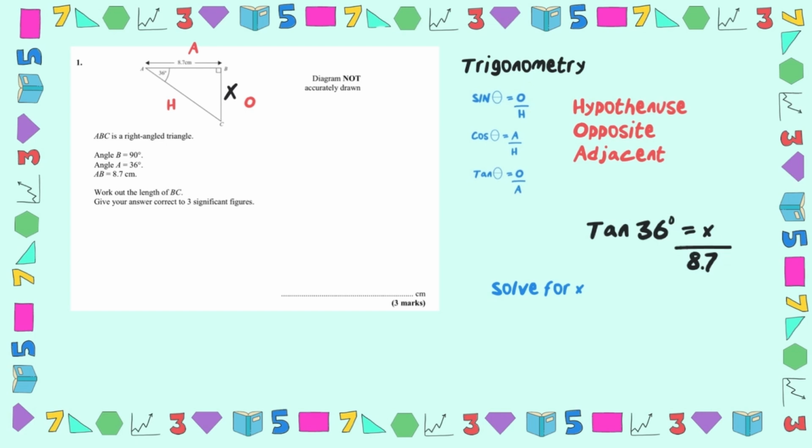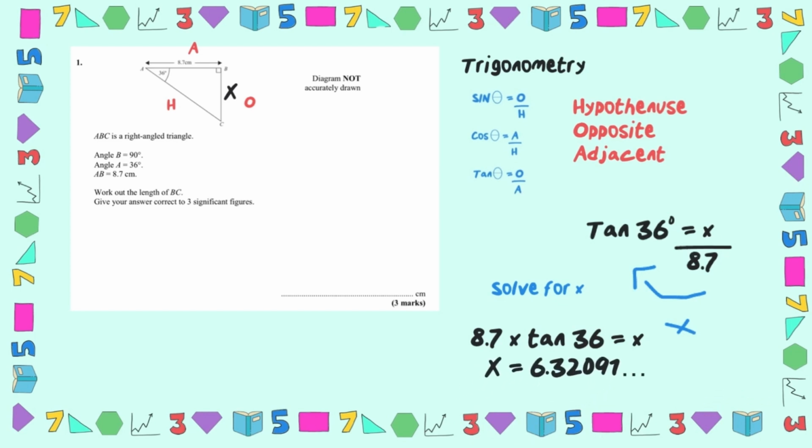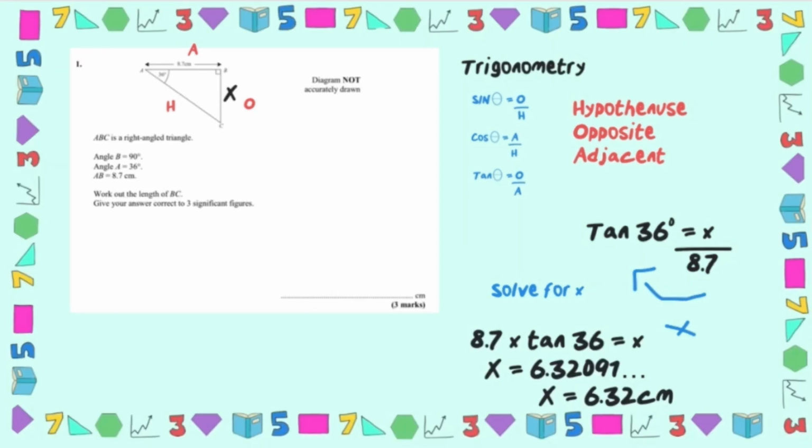Again, what we need to do is solve for X. We need to get X on its own. So in this case, we don't want the dividing by 8.7, so we just have to take that over to the other side. When we take it to the other side of the equals, it becomes times. So now the formula is 8.7 times tan 36 is equal to X. We put that straight into our calculator as it is, and we should get X is equal to 6.32091. We have to give our answer correct to 3 significant figures, so it would just be the first 3 numbers, so the answer is 6.32 centimeters.